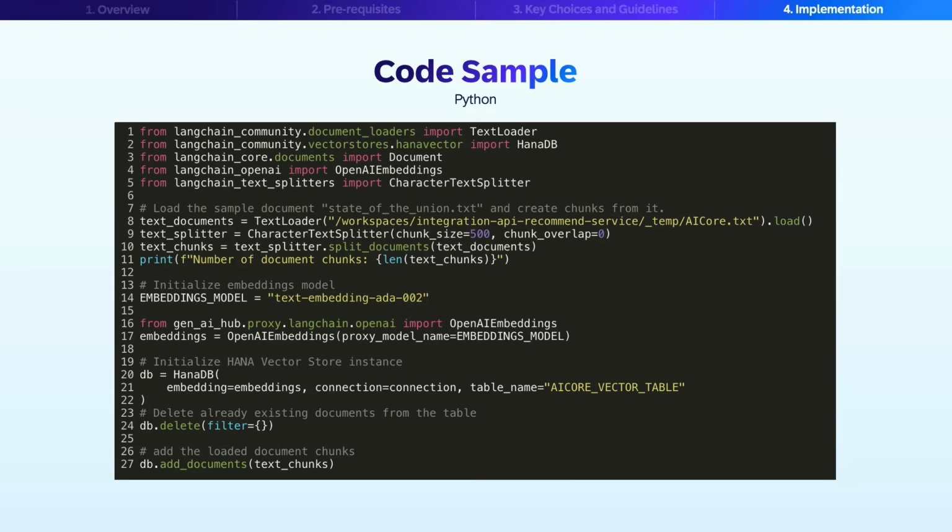This concludes our overview of RAG and embedding creation process. We've covered the benefits of using RAG, the reference architecture, the prerequisites, the implementation steps, the key decision factors, and implementation guidelines with a practical code example.